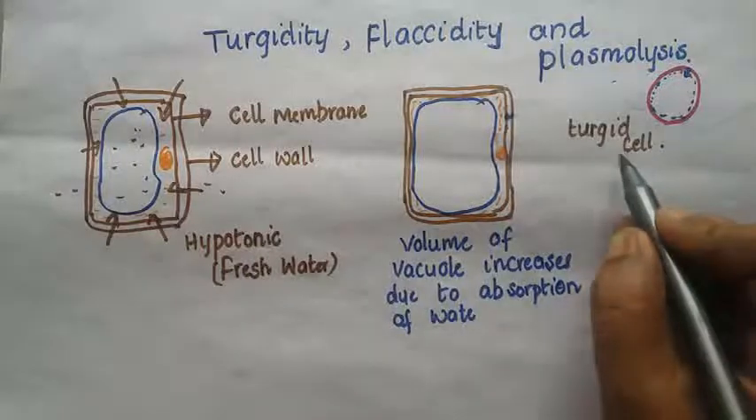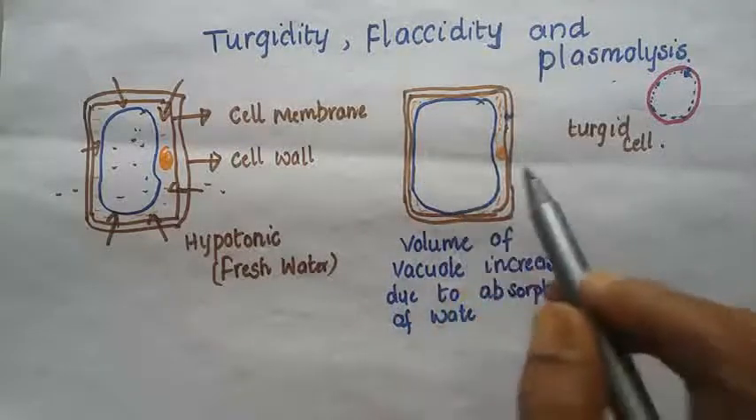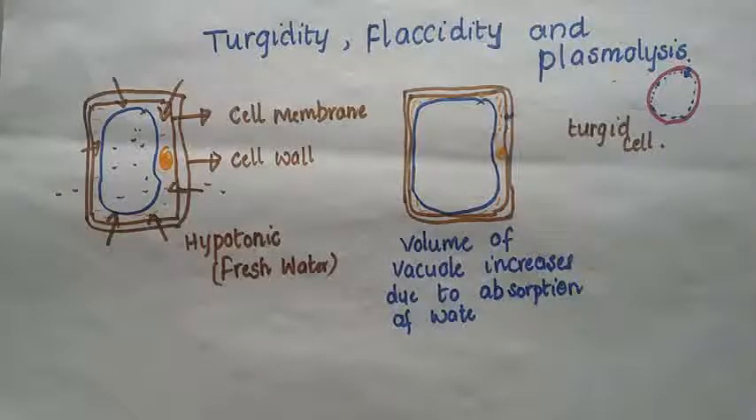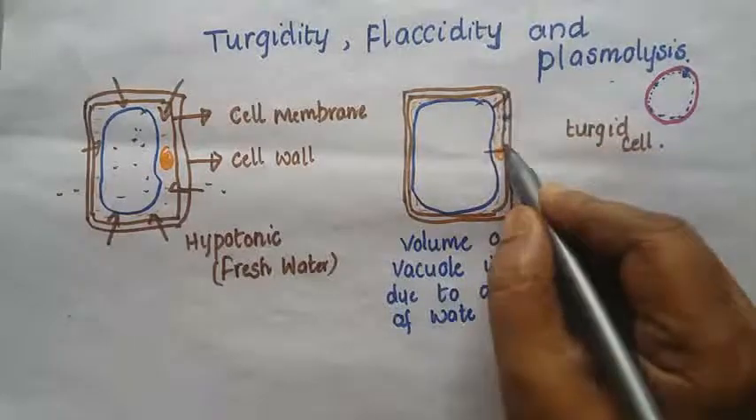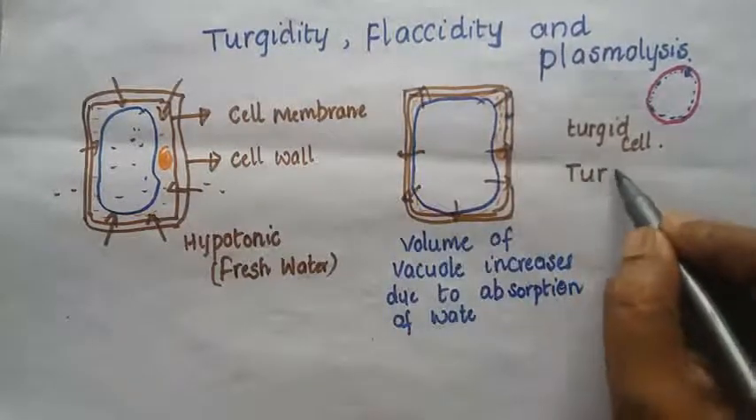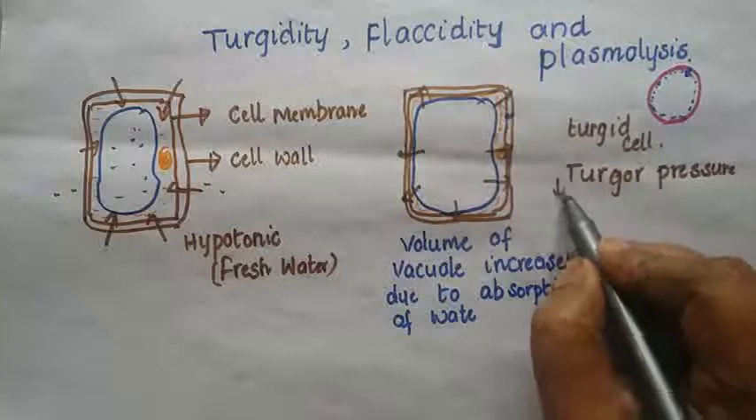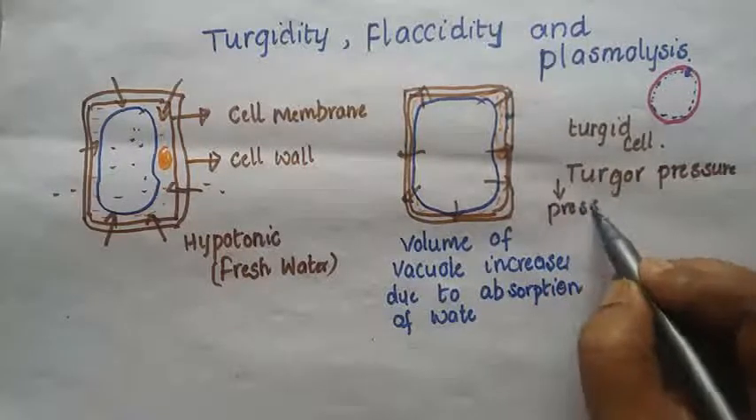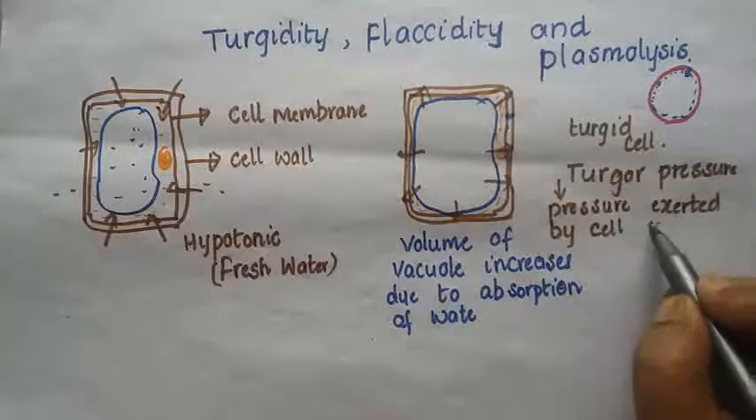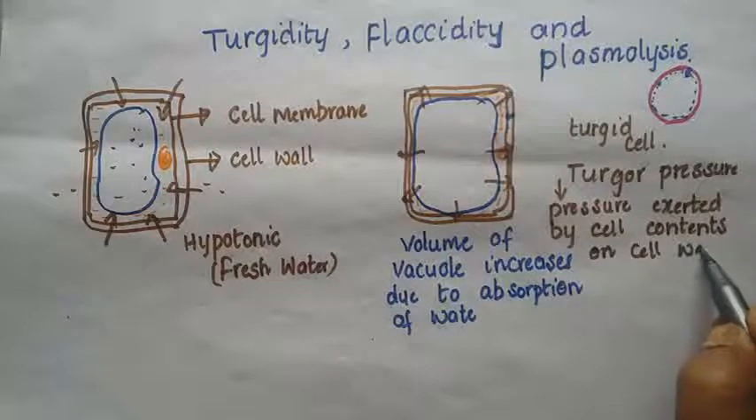Right? So in the case of a turgid cell, the contents of the cell, that is the vacuole, cytoplasm, and all the cell organelles, will exert a pressure on the cell wall. Okay, so that pressure which is exerted by the cell contents on the cell wall, we name it Turgor pressure. So how do we define the word Turgor pressure? Turgor pressure is the pressure exerted by cell contents on the cell wall. So don't write only the wall, it should be the cell wall.